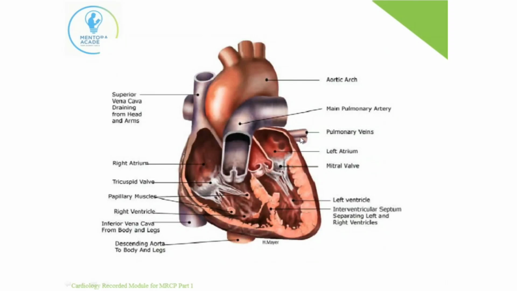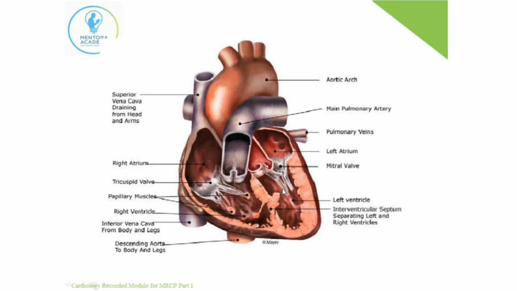You can also see the opening of the pulmonary veins. You can see 2 openings in the left atrium. There are 4 veins which drain the blood from the lungs back into the left atrium. And the blood is pumped from the left atrium into the left ventricle.